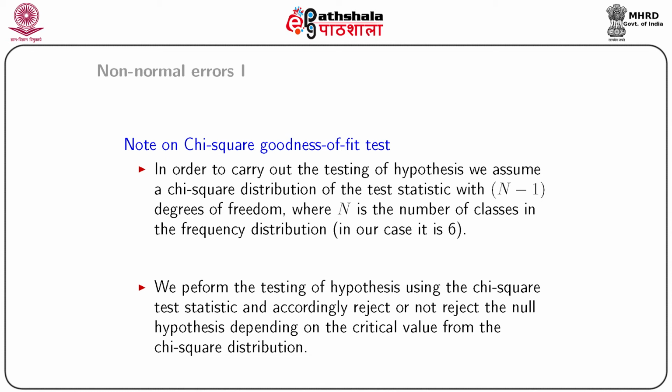So we perform the testing of hypotheses using the chi-square test statistic and get the chi-square critical value from the table using the degrees of freedom 5 and any chosen level of significance. Once we get the critical value, we compare it with our calculated value of the chi-square test statistic. We reject or do not reject the null hypothesis accordingly, depending on whether the chi-square test statistic value is greater than or less than the critical value.